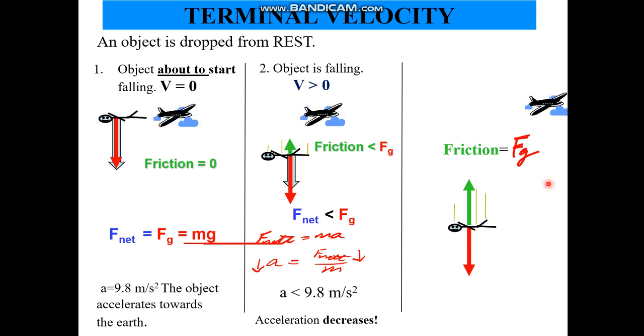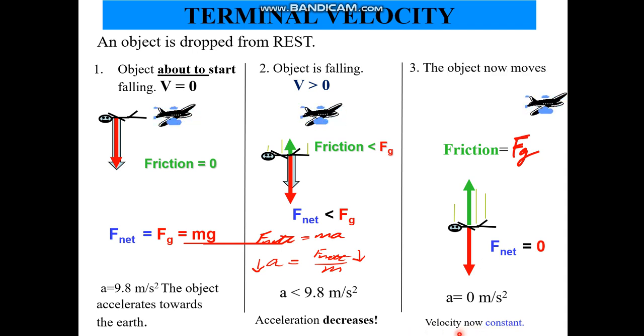Well, if friction equals the force of gravity, then the net force, which would be this one minus that one, is going to be 0. His net force is now 0 because the two forces on him equal each other and they're in opposite directions, so they are balanced and they cancel out. If F net is 0, then his acceleration must be 0. Acceleration is F net over m. m hasn't changed, but F net is 0, so a must be 0. So his acceleration is now 0, and his velocity is now constant. He will now be moving with a constant velocity, which we call the terminal velocity.